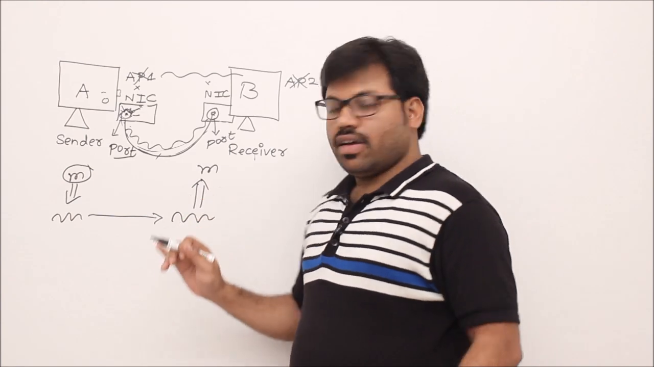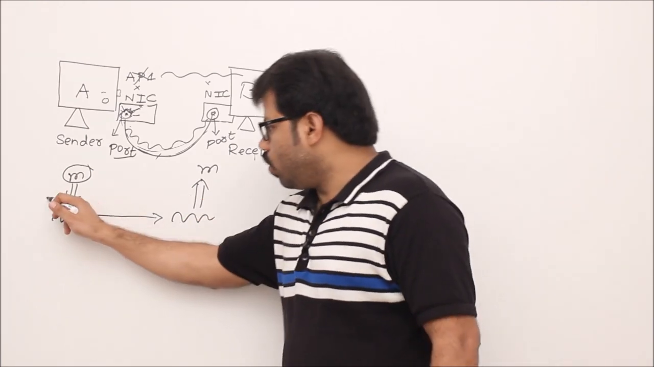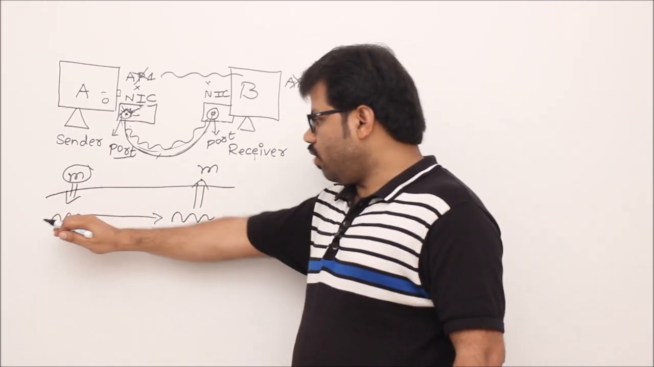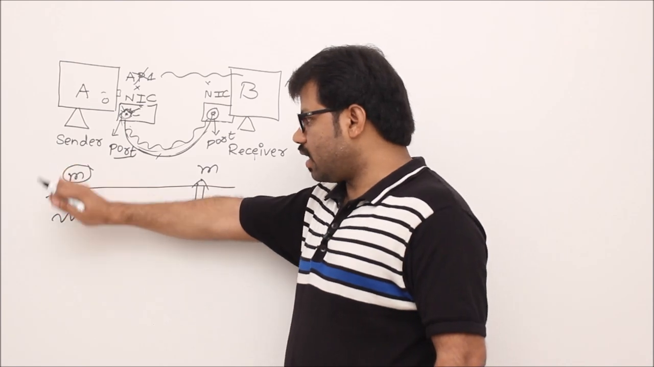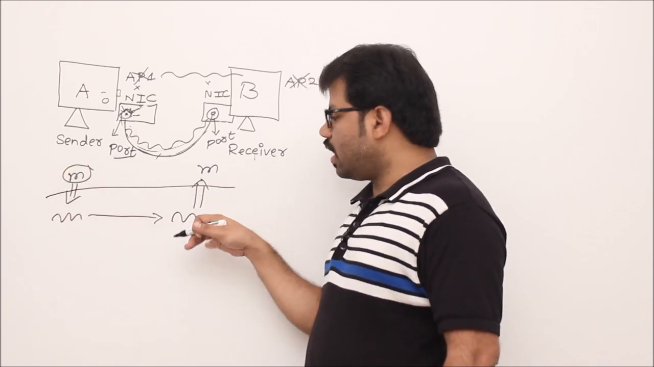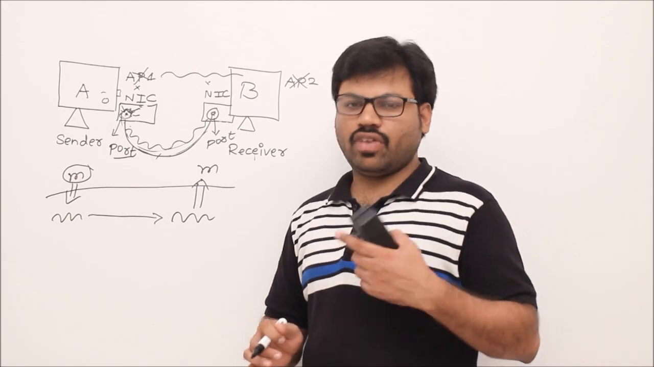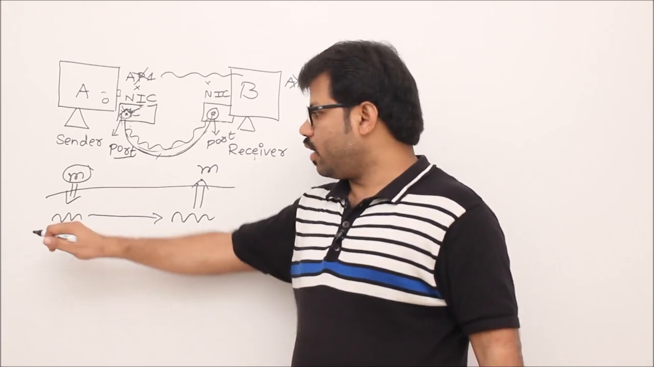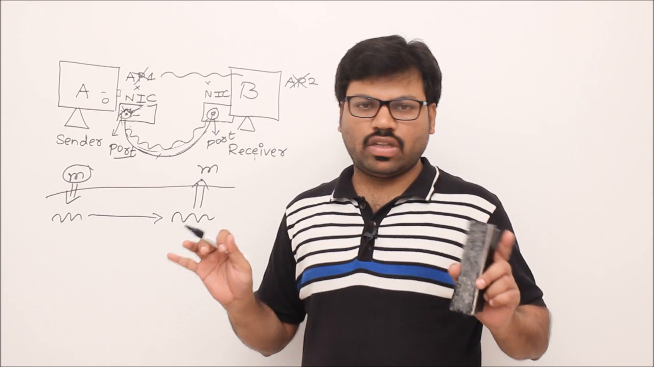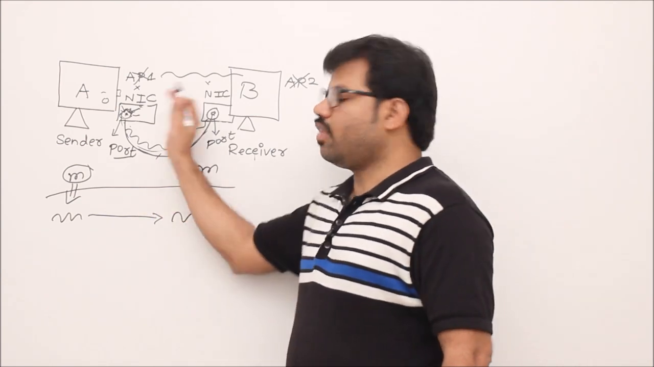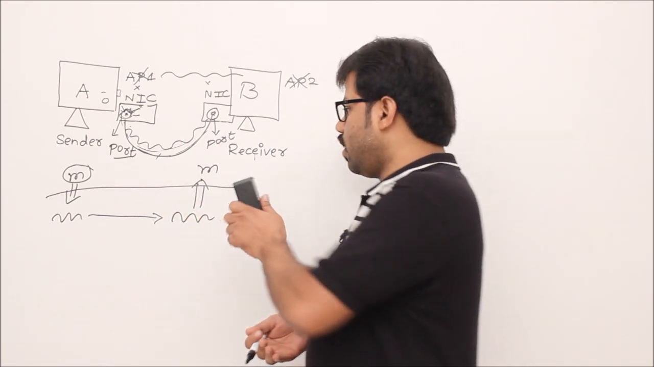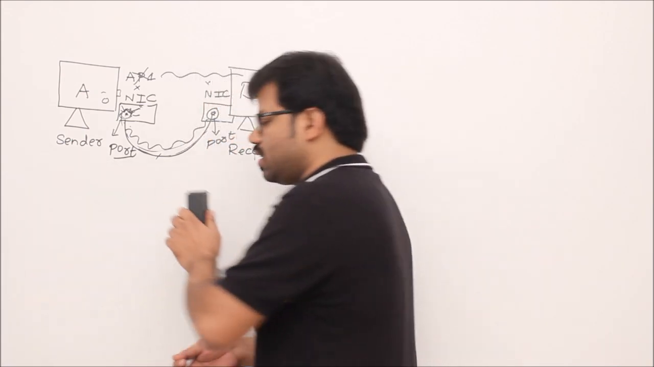Now we do one thing, from now onwards we don't bother how messages are converted to signals, and how the signals are converted back to messages. There will be a converter, an encoder and decoder, so we don't bother about it, right? They are again part of the NIC card. That's it. Now we bother about the remaining things.